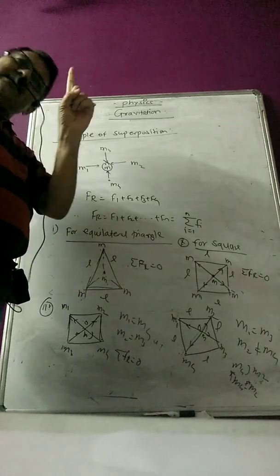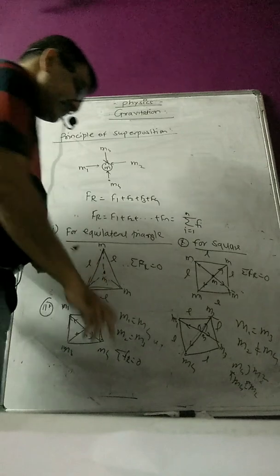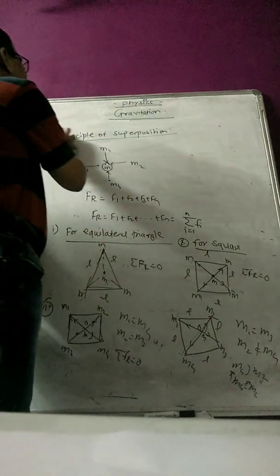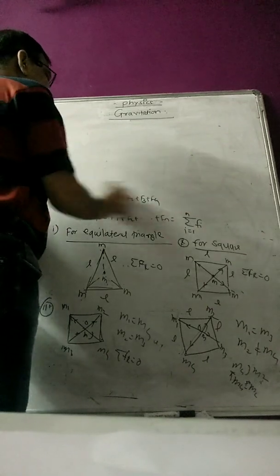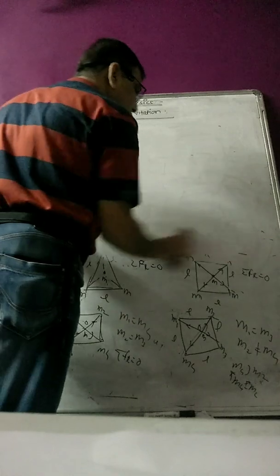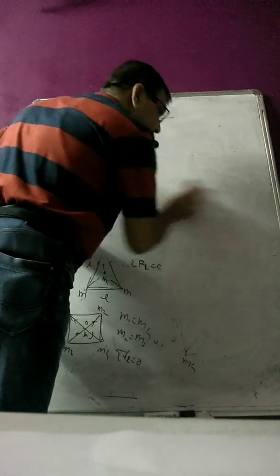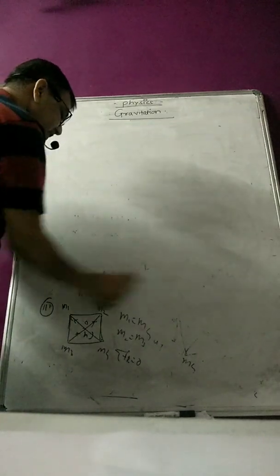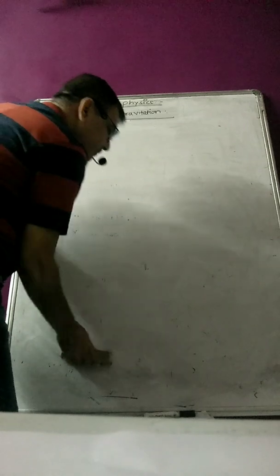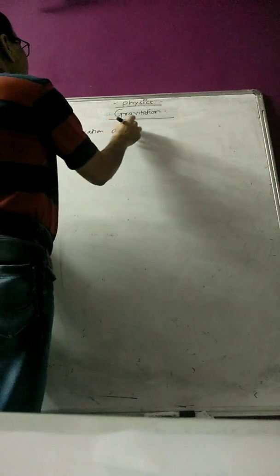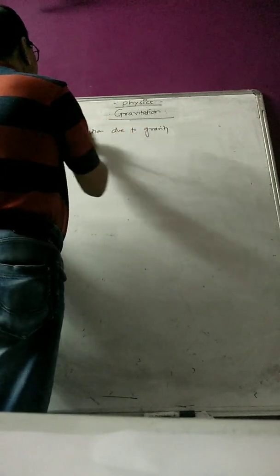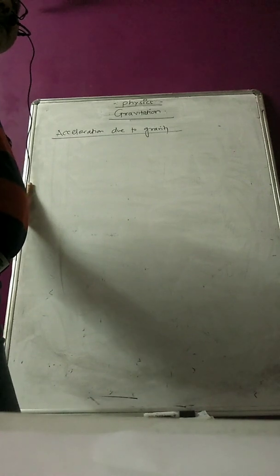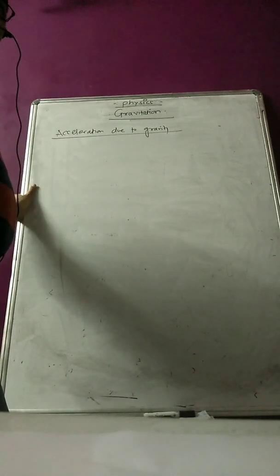Now we can ask what exactly gravity is, and what acceleration due to gravity is at different points. That is what we want to learn now. Once you have understood the gravitational force and the principle of superposition, we come to the point: what exactly is gravity or acceleration due to gravity? Its name itself indicates that it is the acceleration produced by any freely falling body due to gravity.